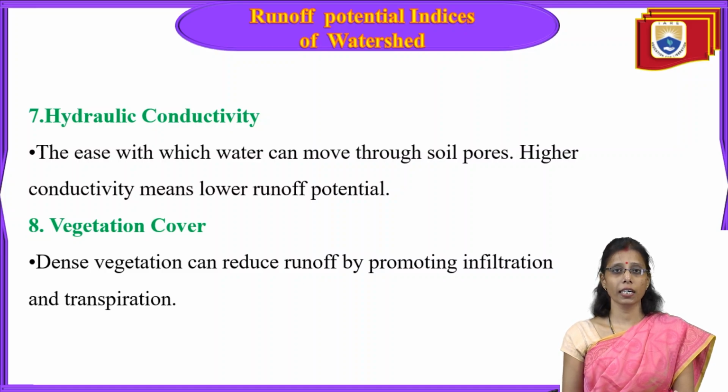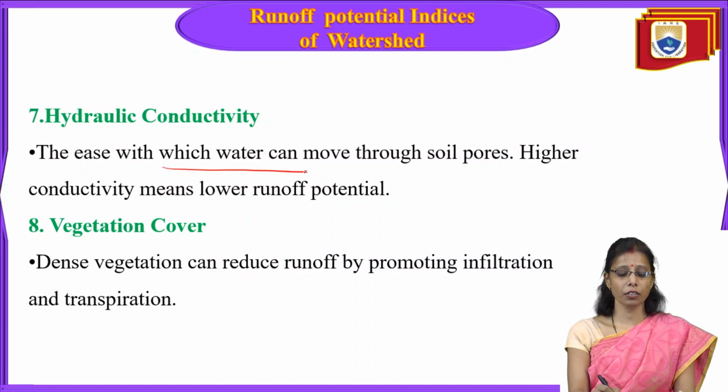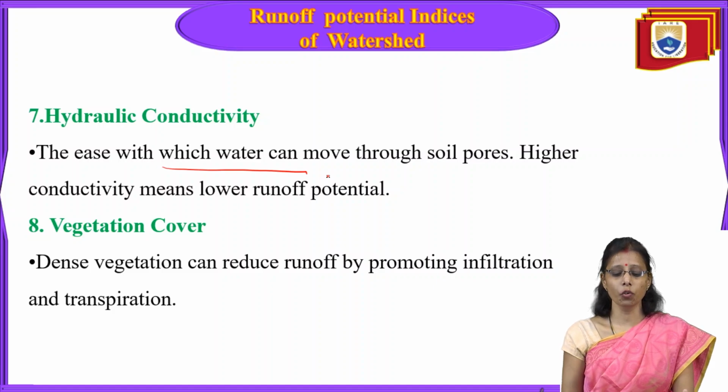And hydraulic conductivity is the ease with which water can move through soil pores. Higher conductivity means lower runoff potential. We can judge this based on how many pores the soil has. If it has low porosity, that means the runoff is more. If it has high porosity, that means the runoff is less, because the water will infiltrate, and the water infiltration will increase in such areas.